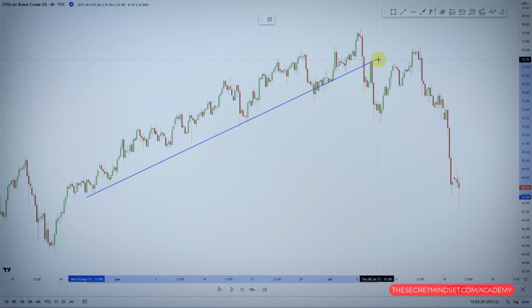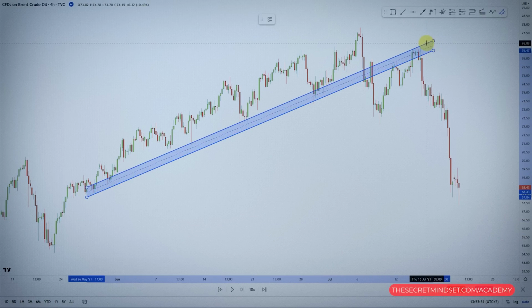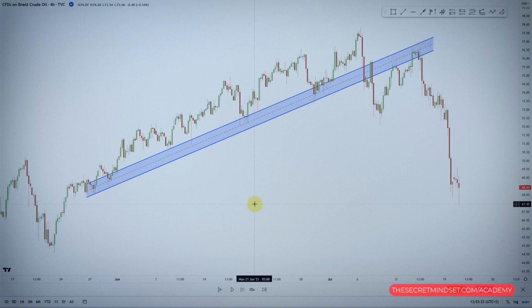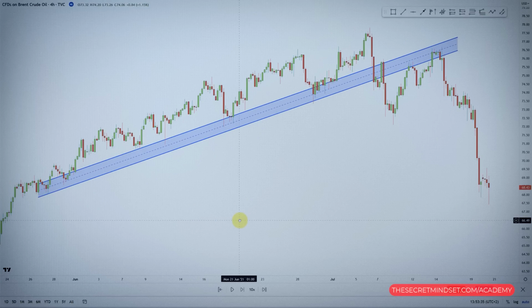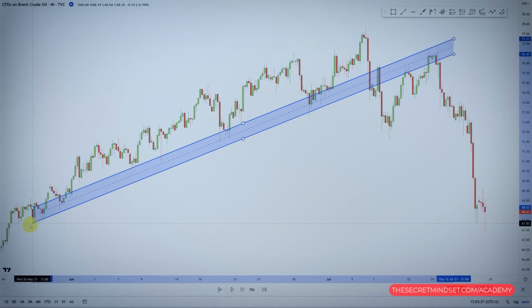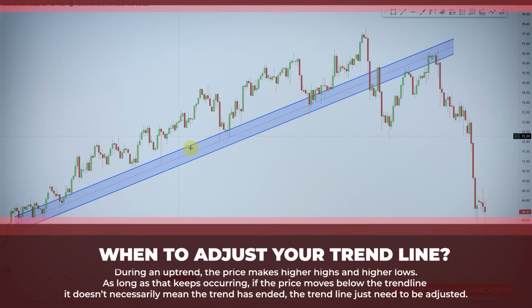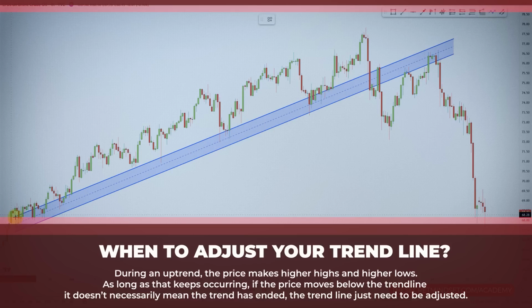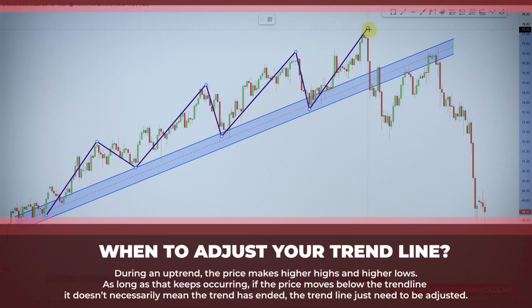To decide whether a trend line should be adjusted or whether it has been definitely broken, consider how the price moves within a trend. During an uptrend, for example, the price makes higher highs and higher lows. As long as that keeps occurring, if the price moves below the trend line, it doesn't necessarily mean the trend has ended. The trend line just needs to be adjusted.